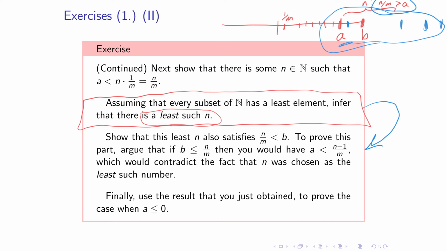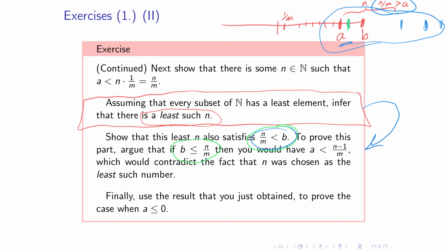But then what you still need to show is that this number is smaller than B. And for that part, I think the geometry kind of shows you that you really need to know that n was chosen as the least integer satisfying all of these conditions. So once you know that n is the least, and you're trying to show that n over m is smaller than b, then maybe try to proceed by contradiction.